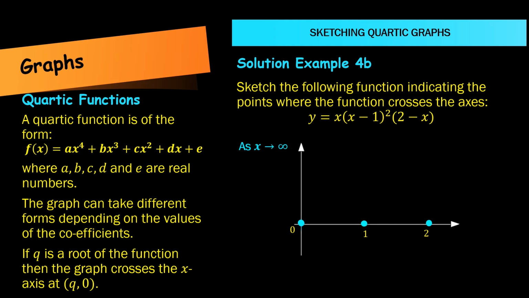As x tends to infinity, (x minus 1) all squared tends to infinity, but 2 minus x tends to minus infinity. So when we multiply positive times a negative, we get a negative. So f of x, or y, tends to minus infinity as x tends to infinity.